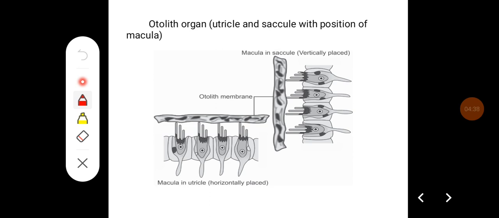So here you can see the otolith organ when standing in a resting position, macula, they are placed vertically, and otolith organs they are placed horizontally. You can see the hair cells, the kinocilium or stereocilium being embedded into the otolith membrane.